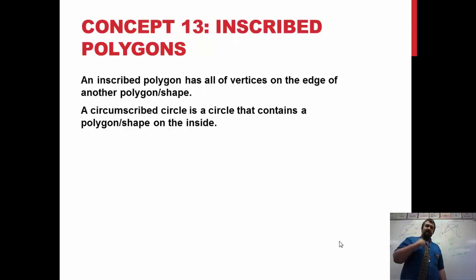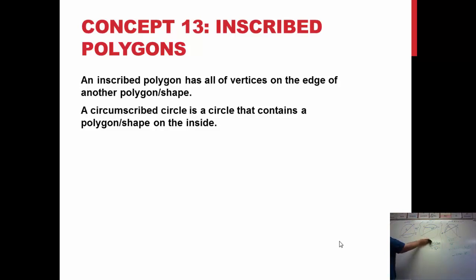All right, concept 13. Inscribed polygons. So now we're not looking at inscribed angles anymore. We're going to actually look at inscribed polygons. An inscribed polygon has every single one of its vertices on the edge of another polygon or circle or something of the like. A circumscribed circle is a circle that contains a polygon or shape on the inside.